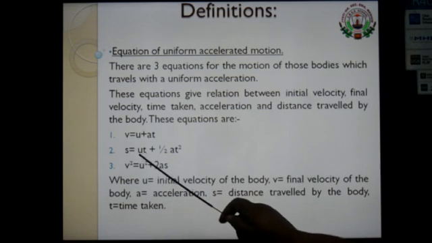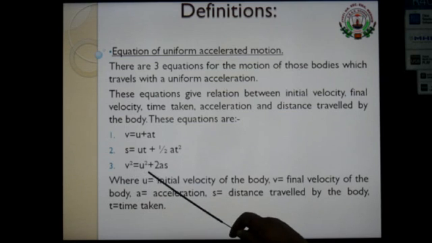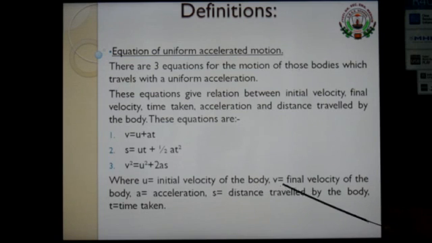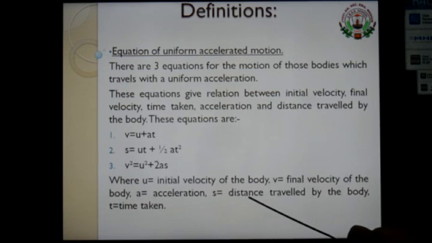Second is s = ut + half at square, and the third equation is v square is equal to u square plus 2as, where u is the initial velocity of the body, v final velocity of the body, a acceleration, s distance travelled by the body, and t is the time taken. And we can derive these three equations mathematically as well as graphically, as I have explained earlier.